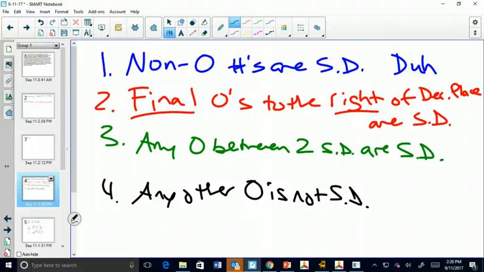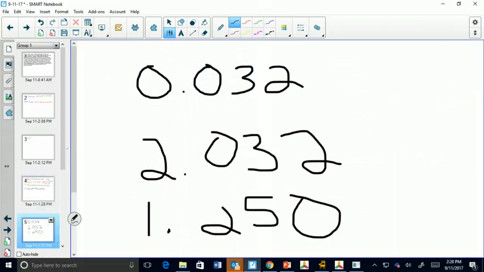Now, your textbook gives you a number 5 about counting numbers and constants that are defined. We'll talk about that in a second. But I'm really worried about these 4, because these are the ones that you'll actually have to use on a daily basis as we're doing numbers in this class. All right, so let's put some numbers up here and see what you think.